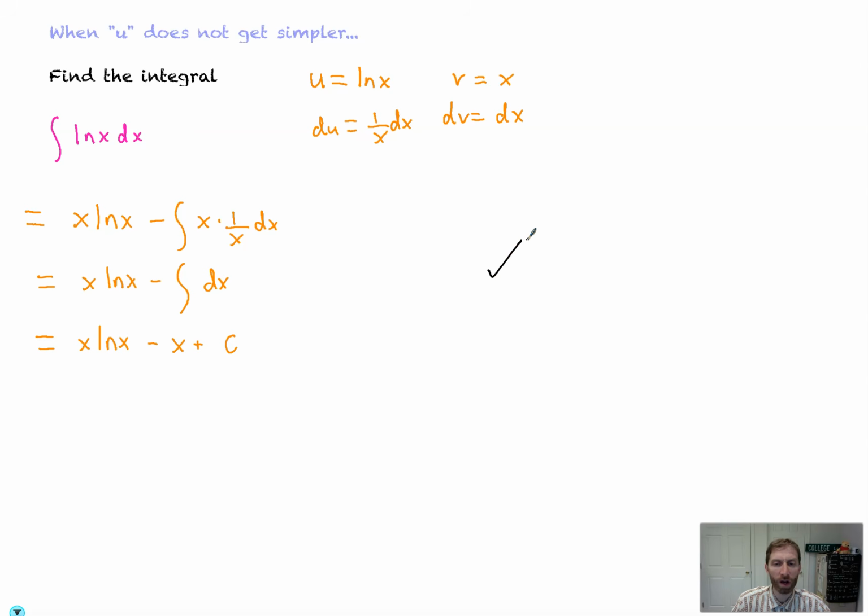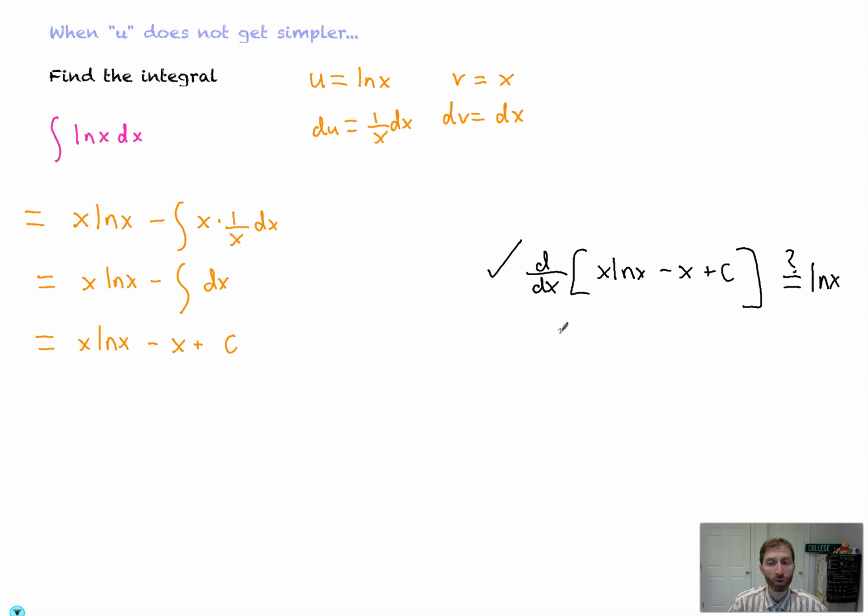So how do you check your work? Well, we check our work by taking the derivative, right? So I'll do d by dx of x ln x minus x plus c. And we want to know, does it equal ln x? If it does, then that's the antiderivative of this.